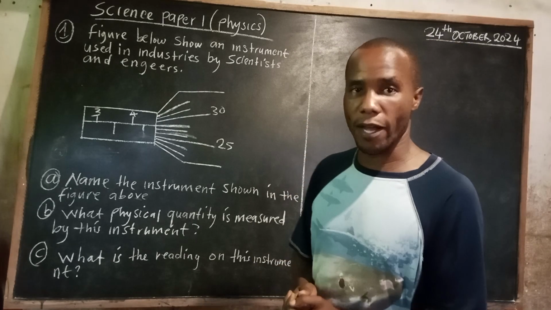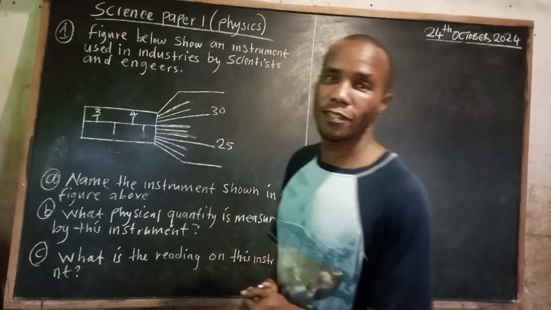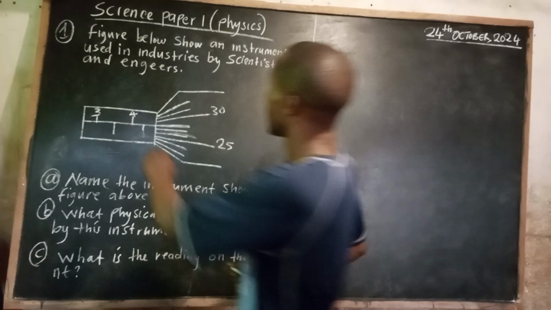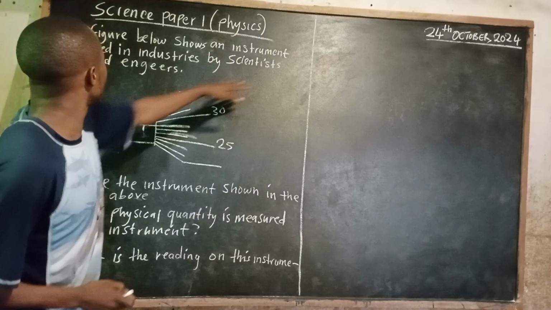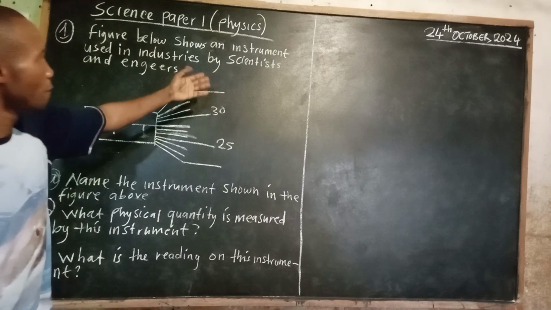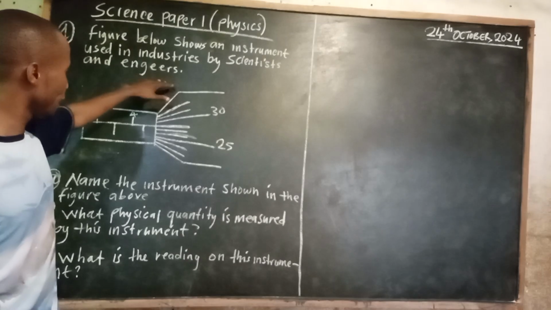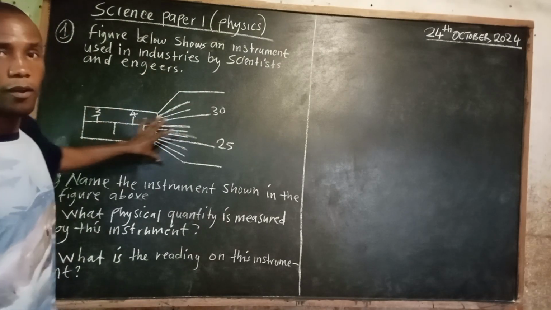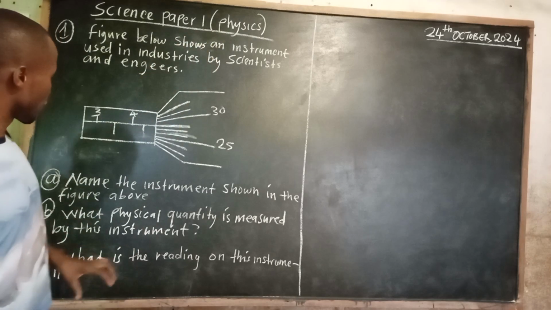Okay, so we are going to go through this examination question that we have on the chalkboard, and this is science paper 1, physics. Okay, can you pay attention so that we can move together? The figure below shows an instrument used in industry by scientists and engineers. Okay, so this is the diagram which they are trying to tell us in that statement.